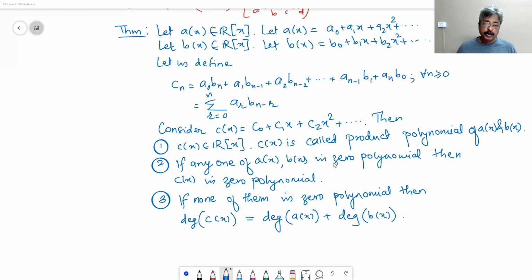So what we are supposed to prove is, if a(x) is a polynomial over reals and b(x) is a polynomial over reals, then c(x) is also a polynomial over reals. Moreover, if any one of them is the zero polynomial, then c(x) is going to be the zero polynomial. Therefore, we will not be interested in finding the degree of c(x). But in case none of them is a zero polynomial, then the degree of c(x) is going to be the degree of a(x) plus the degree of b(x). That is the statement of the theorem.